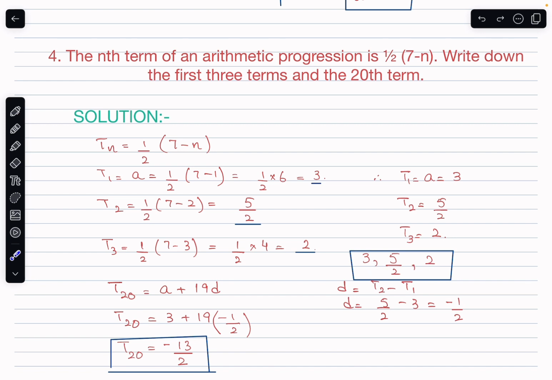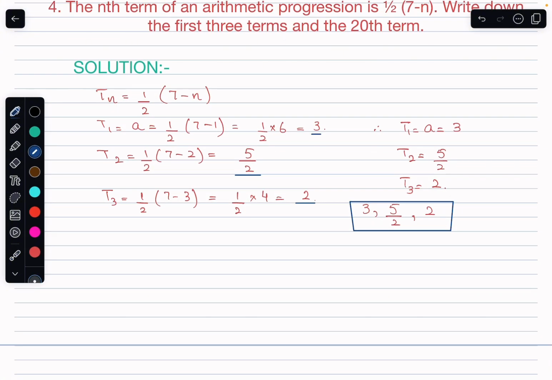They have asked us for the 20th term also. For the 20th term, my n is 20, and then T20 shall be equal to 1 by 2 times 7 minus 20, or negative 1 by 2 times 13, which is negative 13 by 2 here. So this is going to be the 20th term.